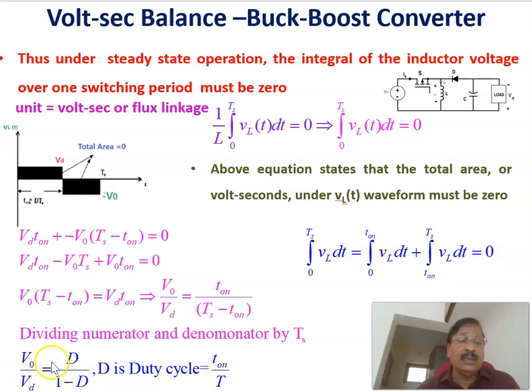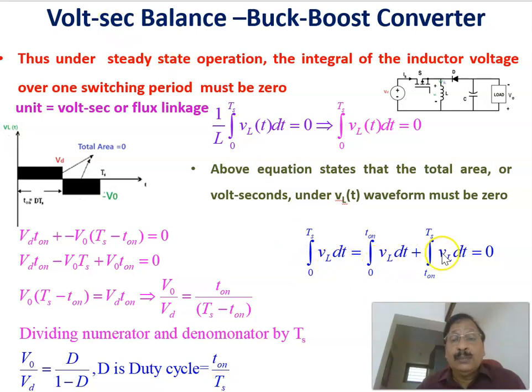Therefore, this is the relation between the average output voltage and the input voltage. V0 divided by VD should be equal to D by 1 minus D, where D is called the duty cycle, which is equal to the on period divided by the total time period Ts. Therefore, the voltage conversion ratio V0 by VD equals D by 1 minus D, where D is the duty cycle, Ton divided by Ts. Ts is the time period, and Ton is the on period.